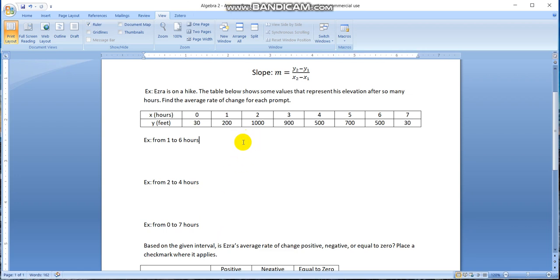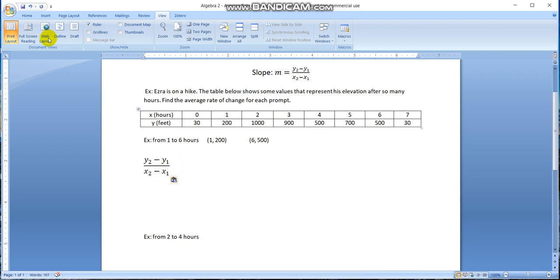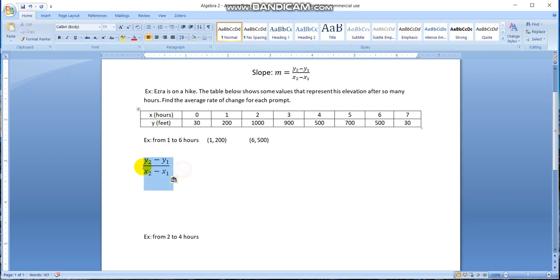Okay. So what we have to do is identify 2 points. What we have here is after 1 hour, he is at an elevation of 200 feet on the hike. The other one, after 6 hours, he's going to be at an elevation of 500 feet. Okay. So the equation that you'll use to determine his average rate of change will be this one. y2 minus y1 over x2 minus x1.